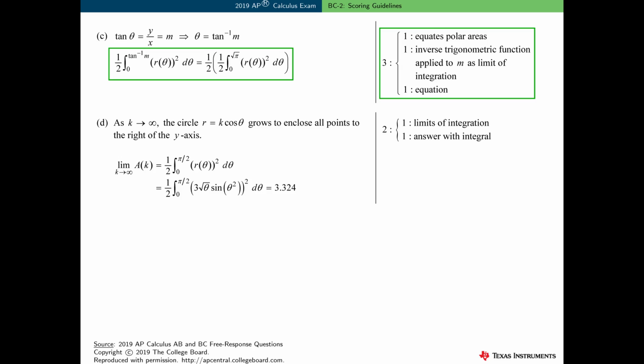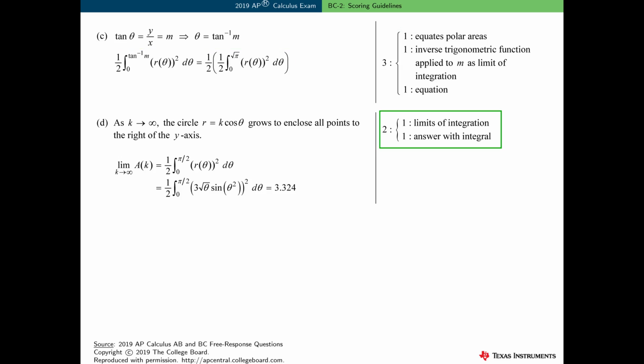So all 3 points are here in this expression: equating polar areas, one limit involves an inverse trig function, and darn it, it's the correct equation.